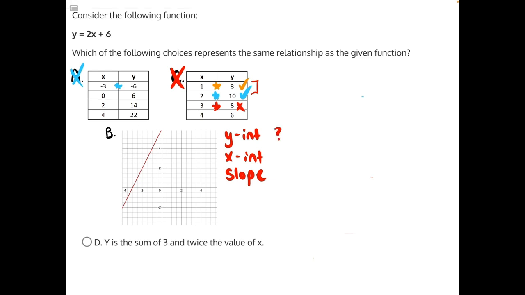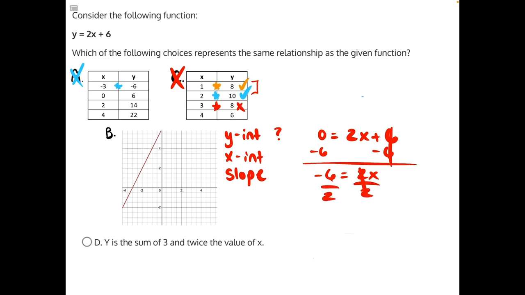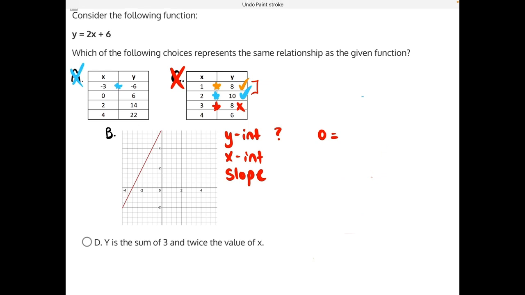For our x-intercept, we do the opposite. We say y is equal to 0, and we solve for x. In this case, we would subtract 6 from both sides. This will cancel, giving us negative 6 is equal to 2x. And then we could divide both sides by 2. Negative 6 divided by 2 is negative 3. So our x-intercept should be negative 3, right between negative 4 and negative 2, which it is. So even though we can't see our y-intercept for sure, we know that the x-intercept matches.